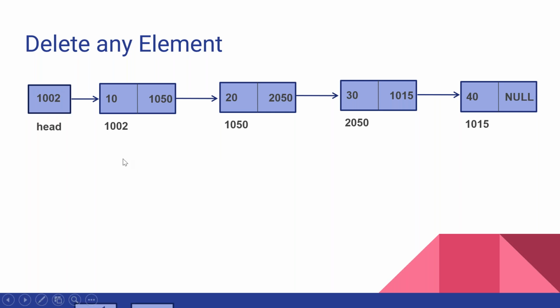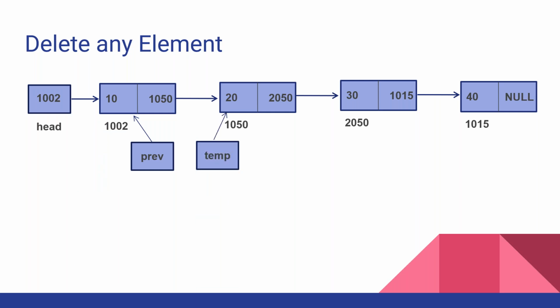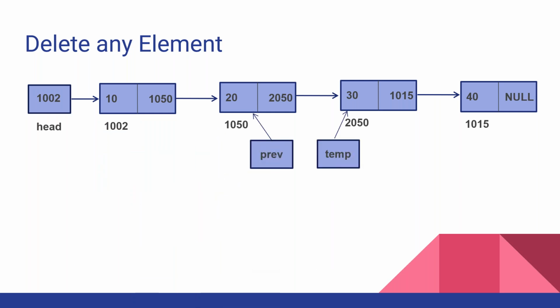So we need a temporary variable that is pointing. When previous is pointing to the first node, my temporary variable will move like this. If the node to be deleted is 30, I should make use of my previous pointer. I should change the previous of next to point to the temp of next. That's all. This is very simple.